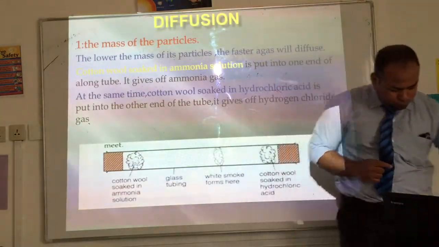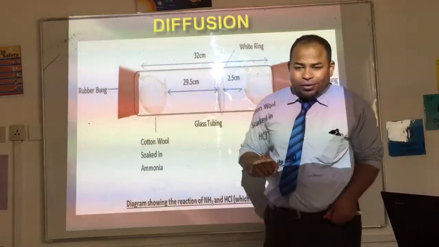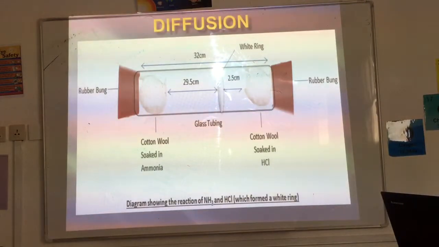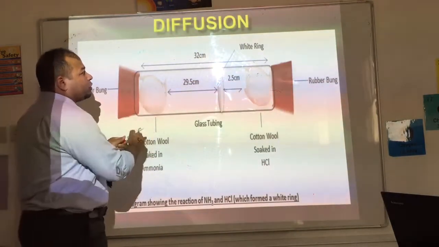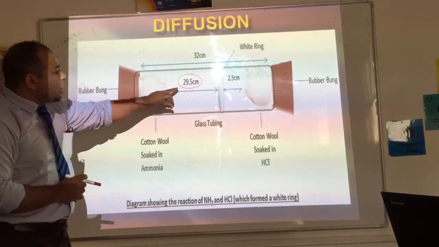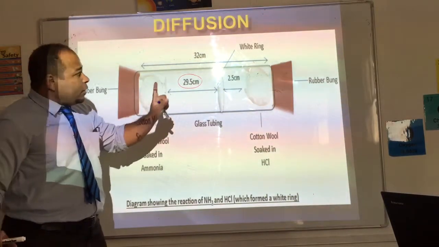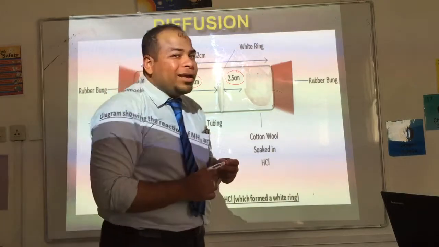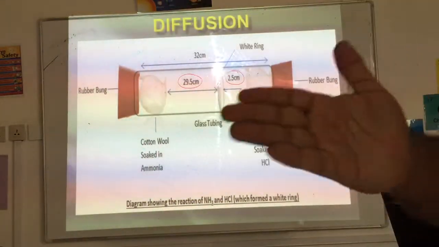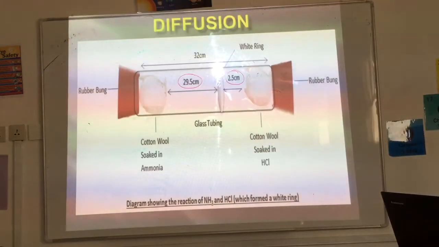What will happen? Look, notice the tube. You can see the distance on the side of ammonia. Ammonia moves 25.9 centimeter. But HCl gas moves only 2.5 centimeter. Why? Because the mass of HCl is higher than the mass of ammonia.